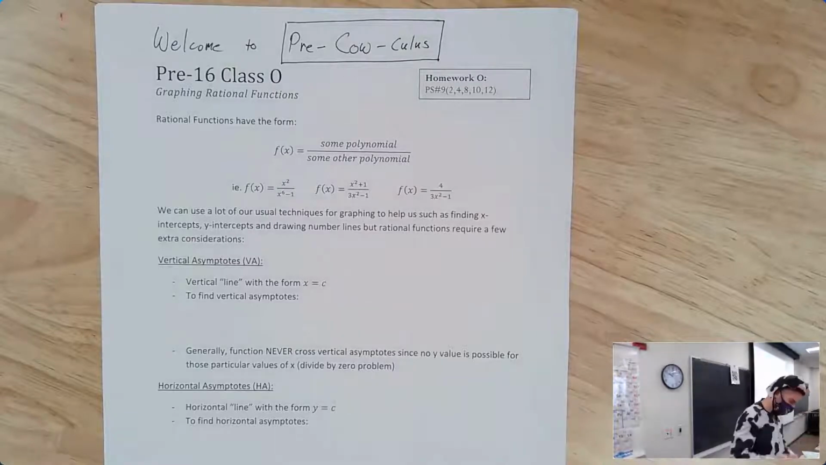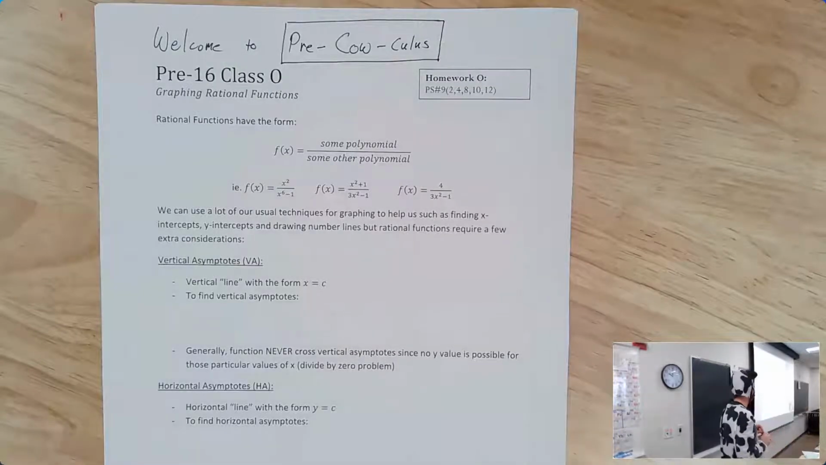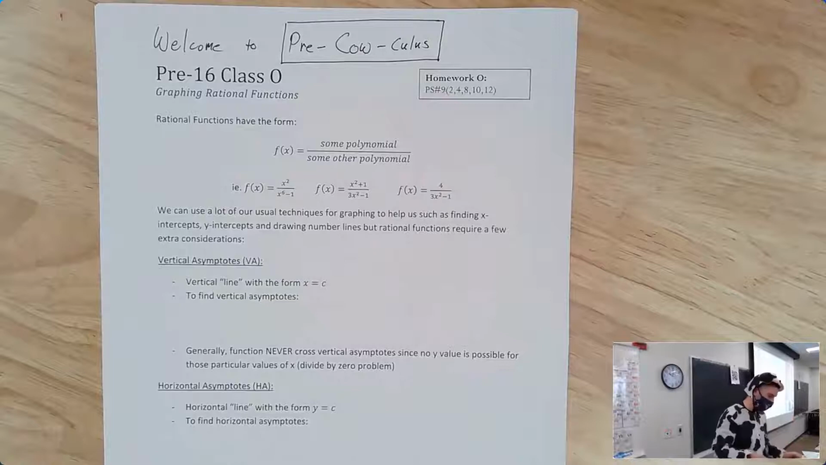Pre-calculus. All right, so today we're talking about graphing rational functions. And I'm just going to start off by saying a lot of the things we're going to do to graph a rational function are the same things we did to graph polynomials last time. So we're still going to find x-intercepts, we're still going to find y-intercepts. We're still probably going to talk about the multiplicity of the x-intercept. So there's a lot of similarities in graphing rational functions versus polynomials.